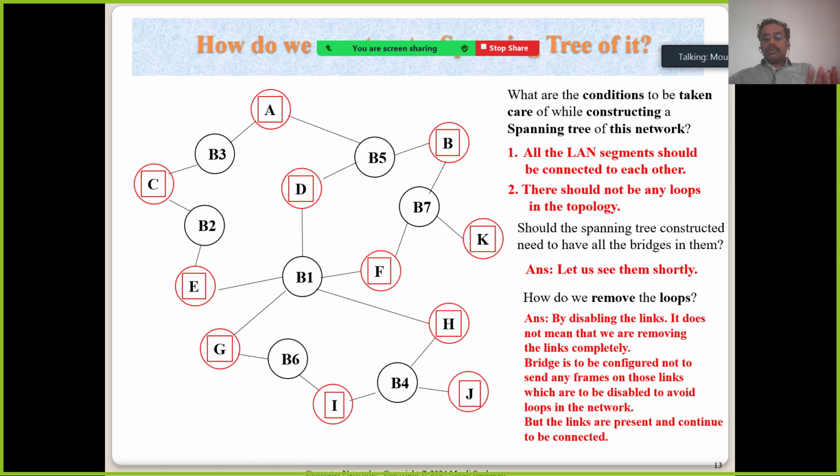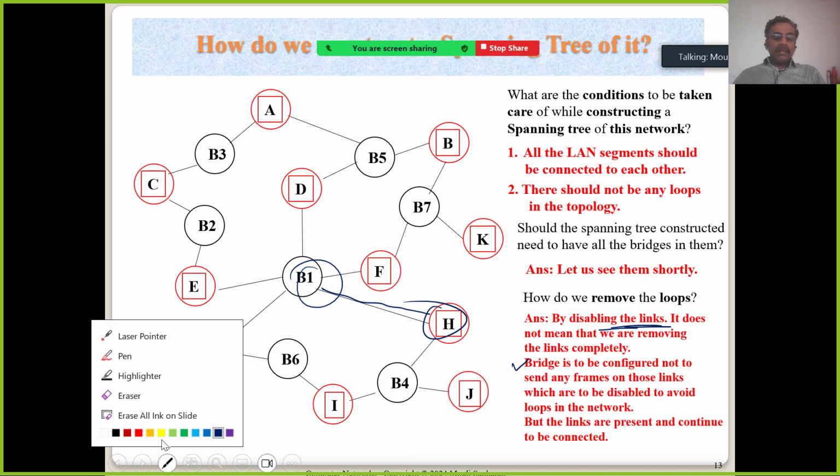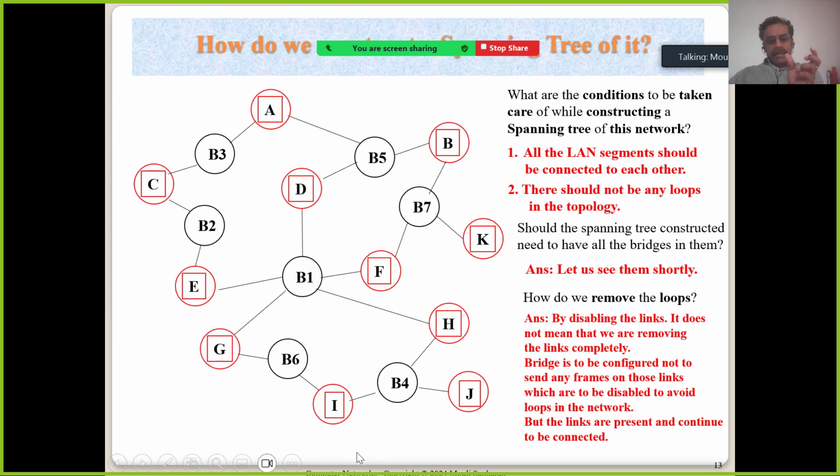Now how do we remove the loops? What are the ways you can remove the loops? By disabling the link. It does not mean that we are removing it, and then bridges are to be configured. Now when you say disabling a link, a link is always connected to two sides, right? It will be either between two land segments, sorry, it can't be between two land segments, since a land segment itself is connected. So it will be between a bridge and a land segment, or between two bridges also. There is a possibility.